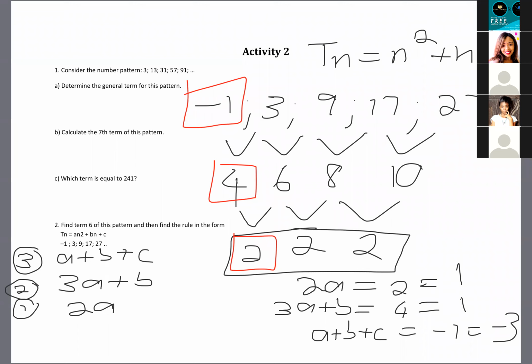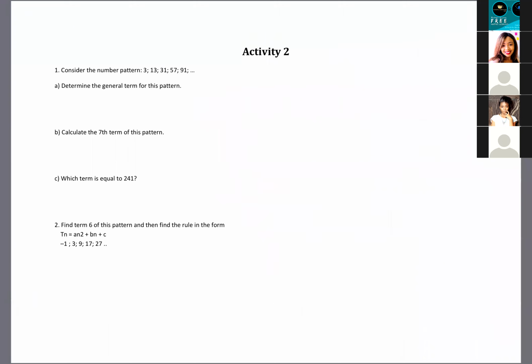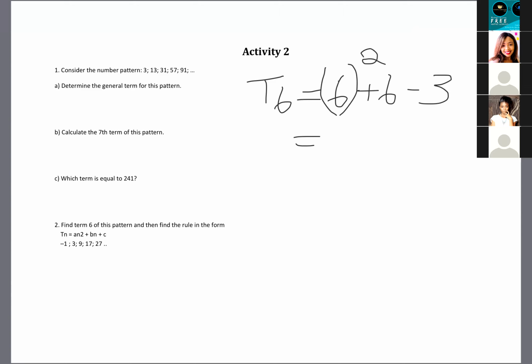So what do you do? You just substitute a 6 whenever you see n, right? Yes, ma'am. So I'm going to say T6 is equal to 6 plus 6 minus 3. No, sorry, is this right? I'm missing something. You forgot this squared. Yes, that's what I did. So I say 6 squared, and then I just punch it into my calculator, right? Yes, ma'am. And then you're going to get your 39.